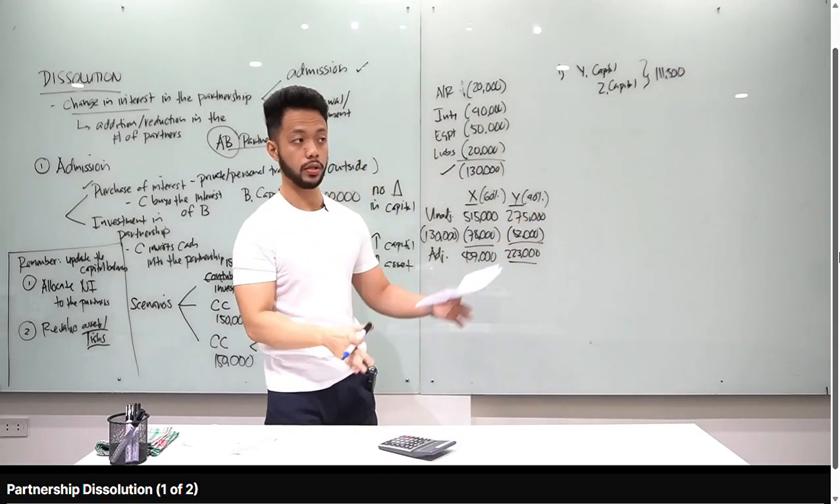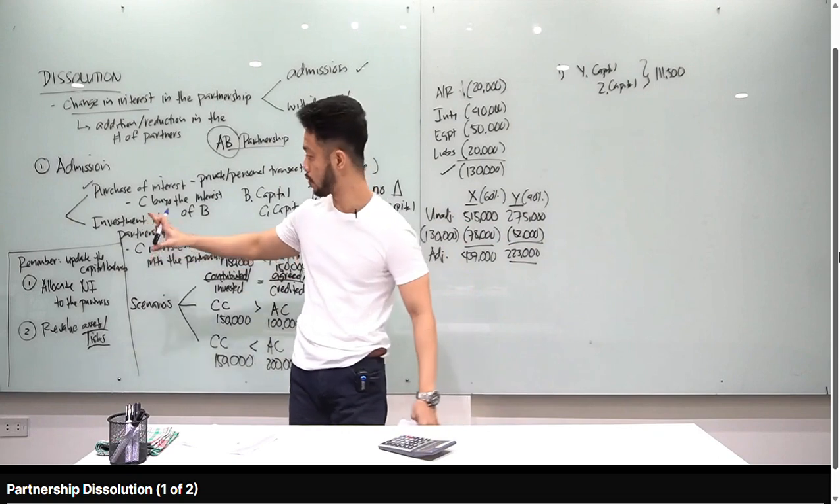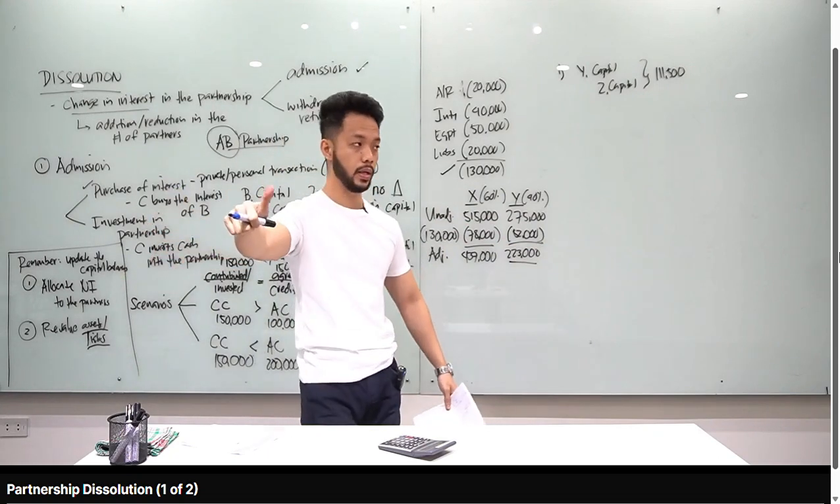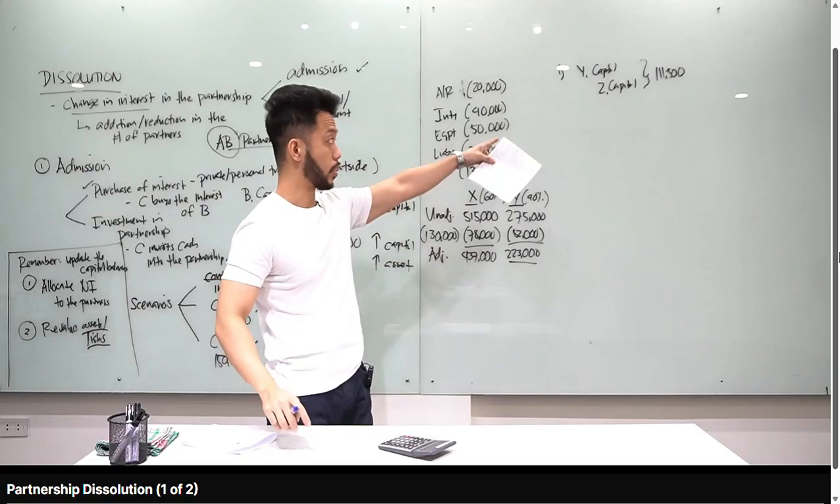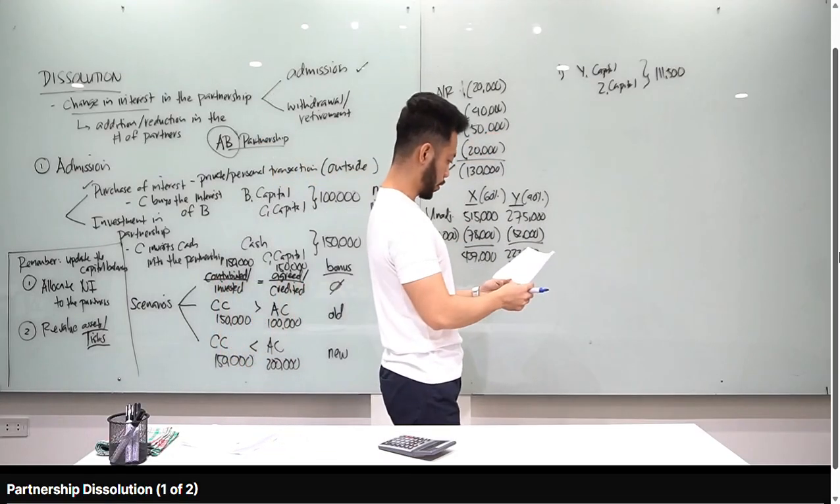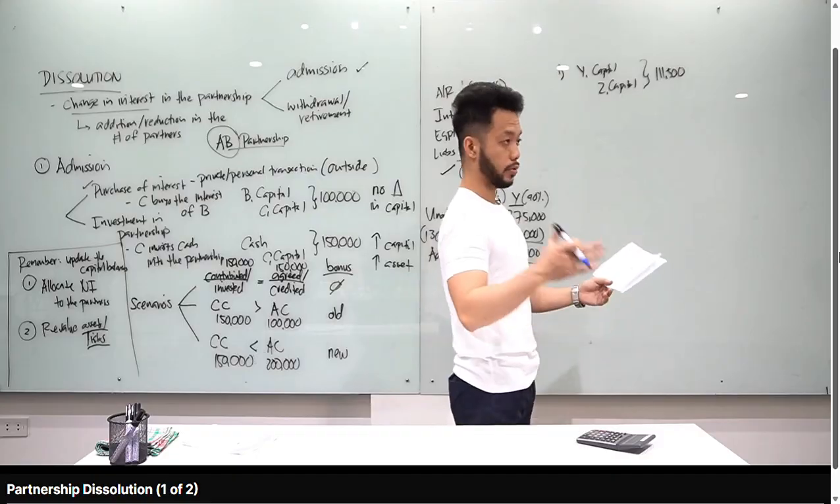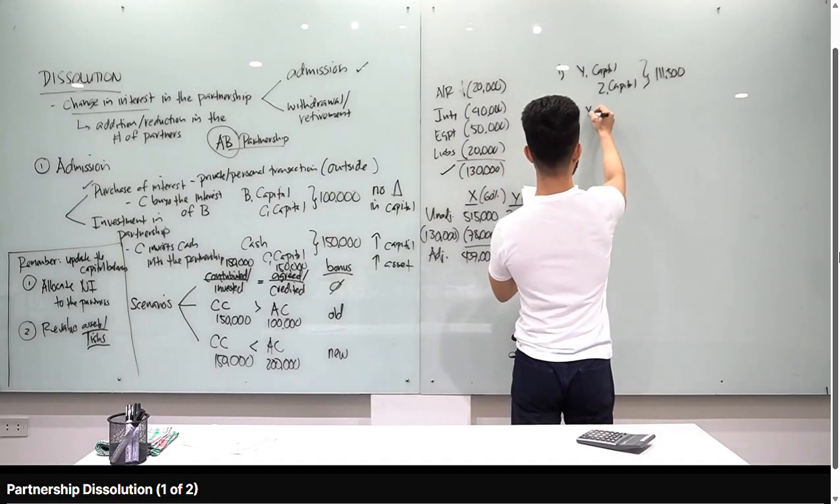The 800,000 will not enter the partnership because this is a form of purchase of interest. Got it? Whatever the amount, even if it is only 10,000, it does not enter the partnership. We only have a transfer of capital. Now, we can answer: how much are the capital balances of the partners and their P&L ratio? So let's put here partners X, Y, and Z.